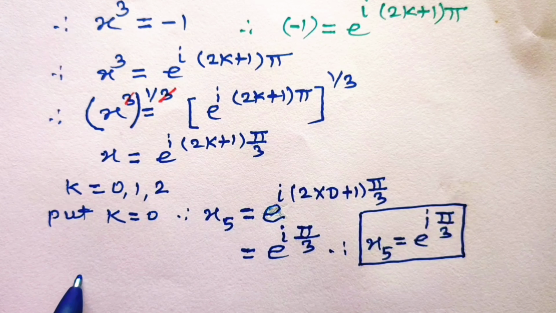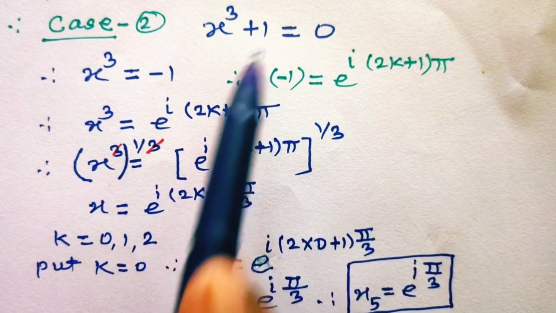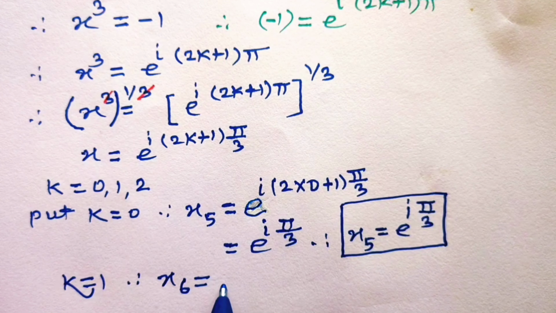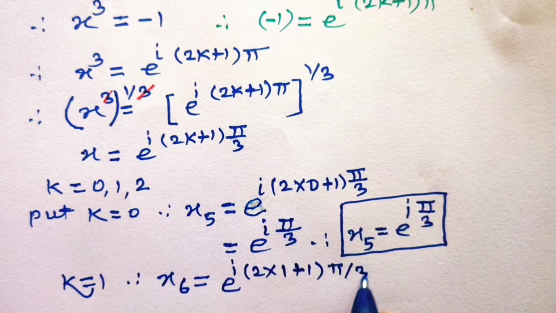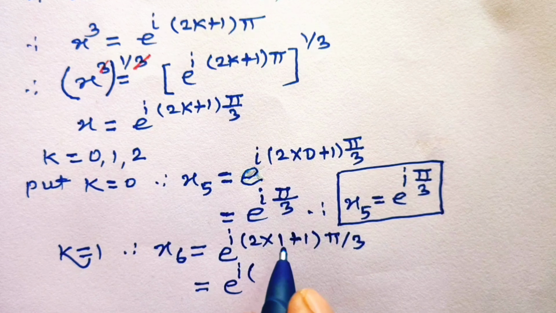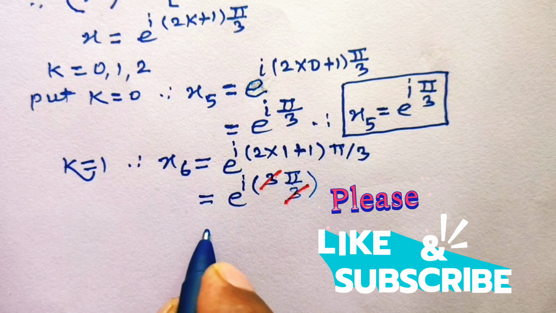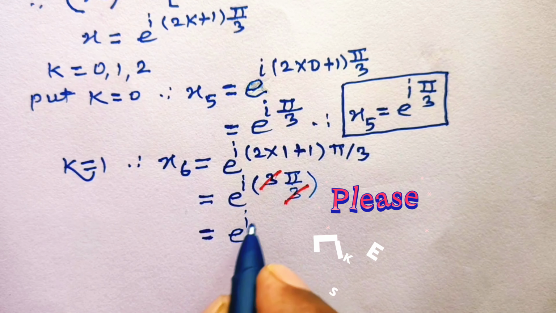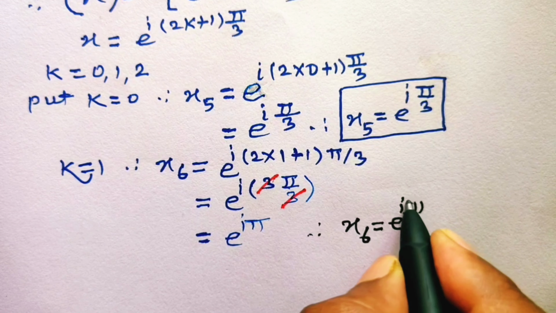Now substitute k is equal to 1. This gives the sixth root of the given equation, that is nothing but the second root of this equation, and which is given by e to the power i 2 into 1 plus 1 into pi upon 3, and this is equal to e to the power i 2 into 1 is 2, 2 plus 1, 3 times pi upon 3. Here this 3 cancels with this 3, hence x6 is equal to e to the power i pi.